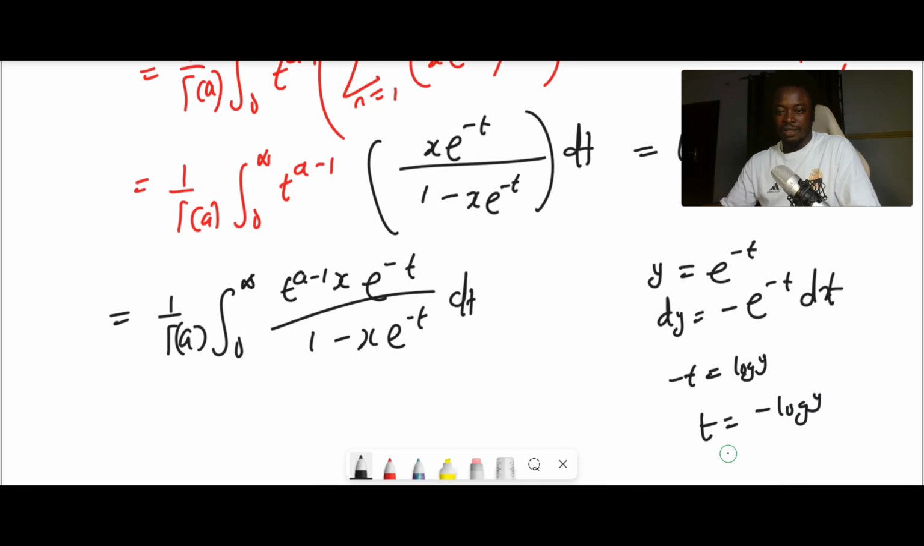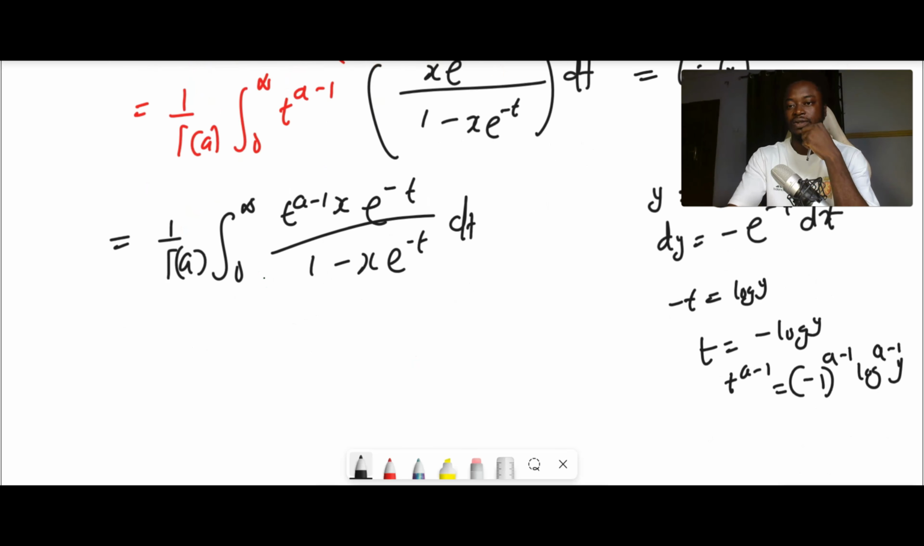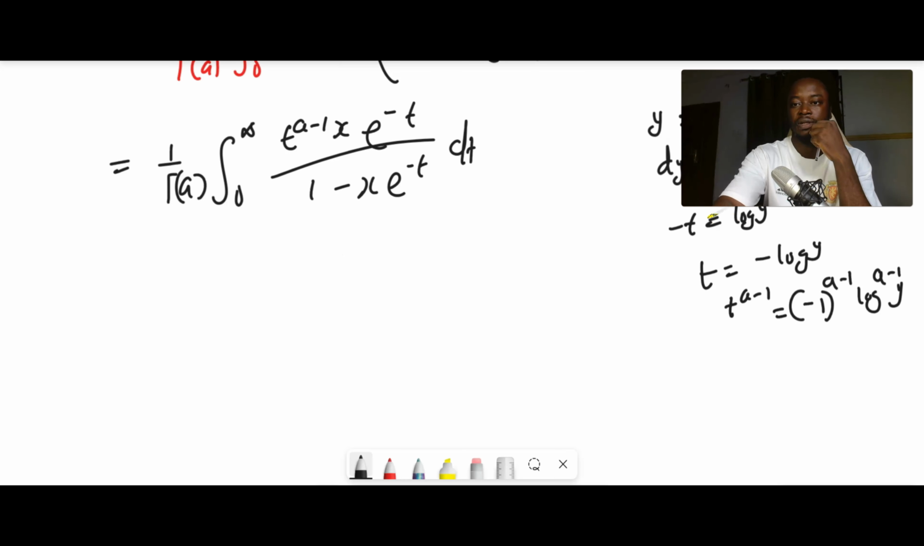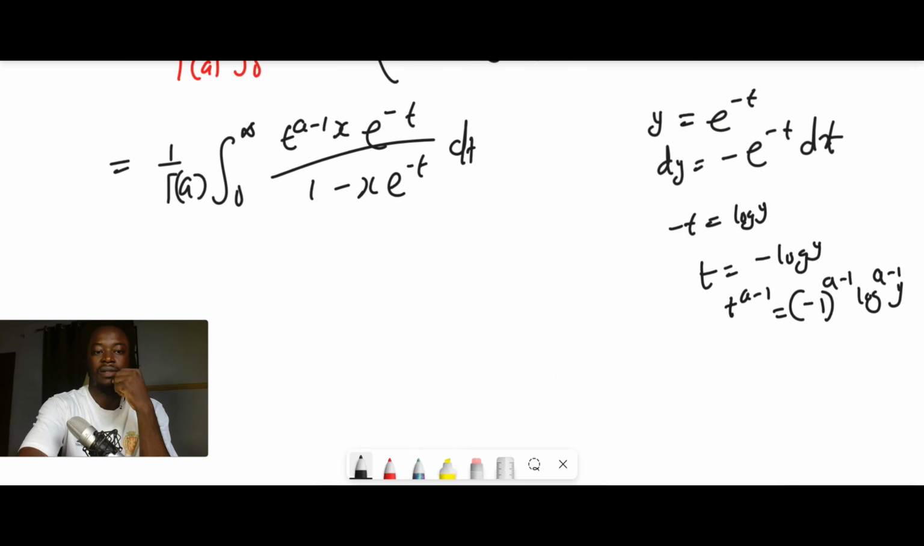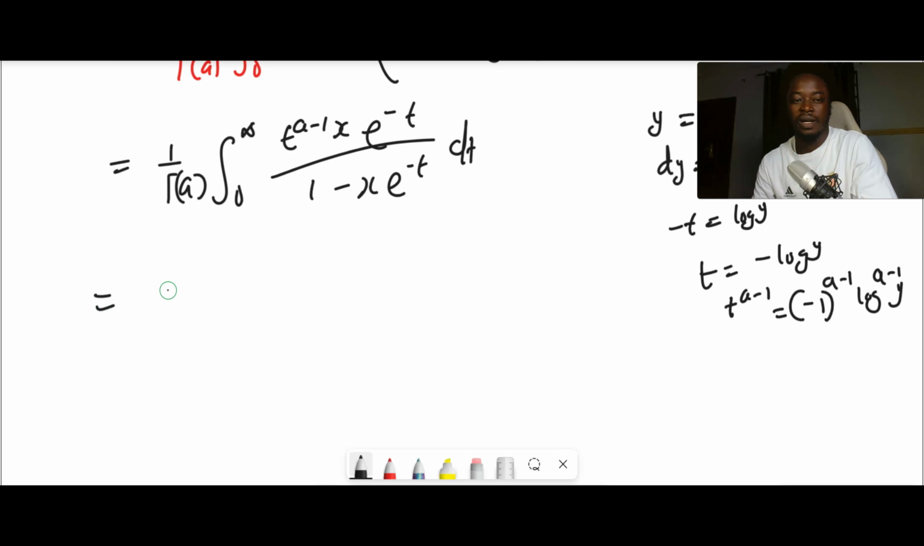So in this case, t to the a minus 1 would be equal to negative 1 to the a minus 1 times the logarithm to the a minus 1 of y. And then x cannot be touched, so that one does not concern x. So basically, let me bring this over here so you can see.